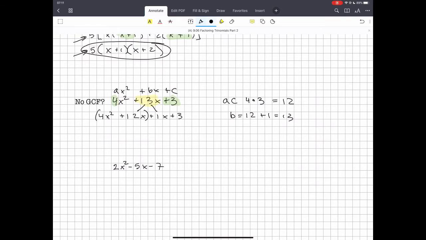I can group these, and I take out a common factor. So in 4x squared plus 12x, the common factor is 4x. That leaves me with x plus 3. In the 1x plus 3, the greatest common factor is 1, so I divide by 1.